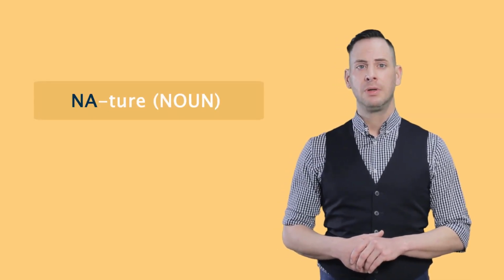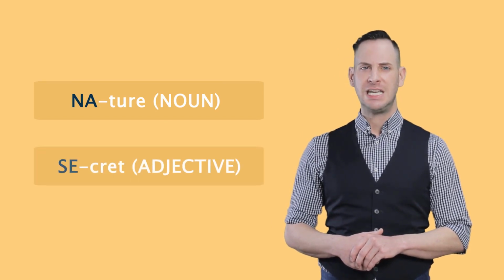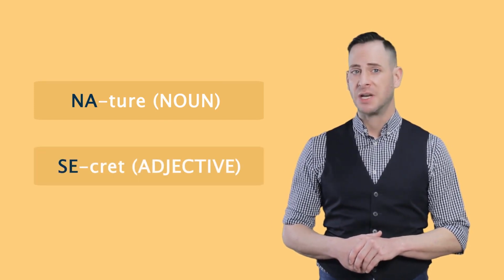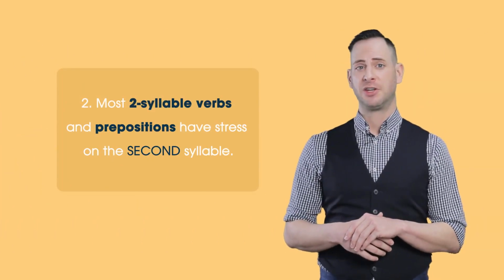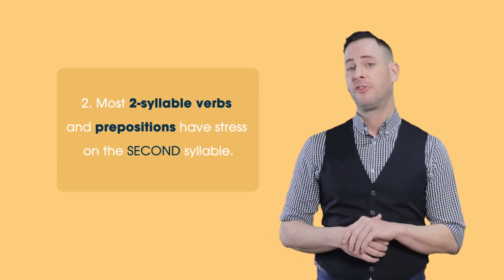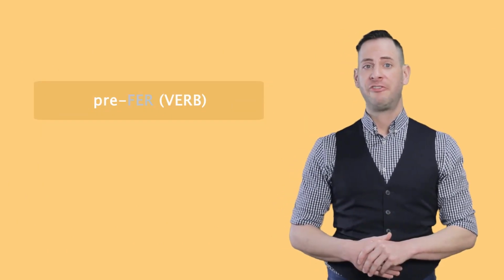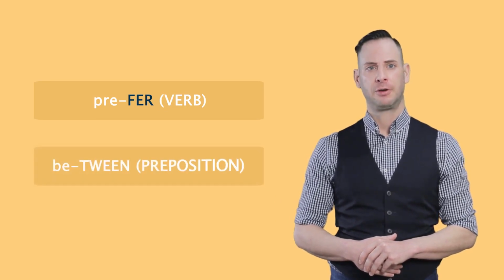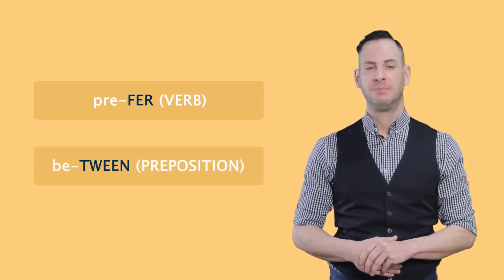Nature, nature. Secret, secret. Most two-syllable verbs and prepositions have stress on the second syllable. For example, prefer, prefer. Between, between.